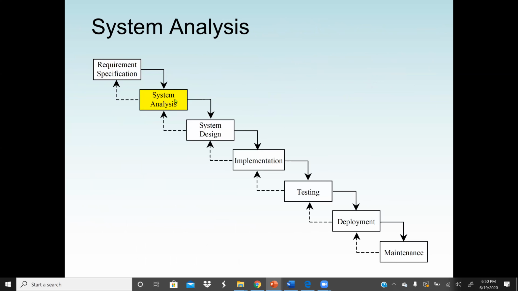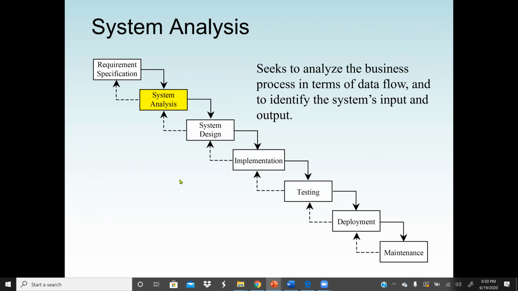So next we move to the system analysis. This is where we analyze the system. In this case, we seek to analyze the business process in terms of data flow and identify the system input and output, which is very important. And then we move to the system design.